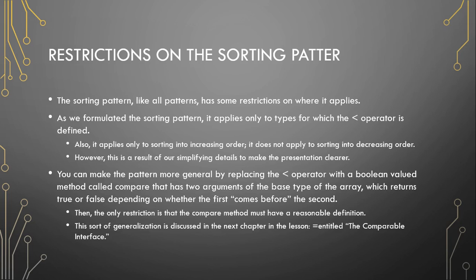You can also make the pattern more general by replacing the less than operator with a Boolean valued method called compare, which has two arguments of the base type of the array and returns true or false, depending on which comes first. Then our only restriction is that the compare method must have a reasonable definition. This sort of generalization is discussed later in the lesson. It looks like I added an equal sign there, titled the Comparable interface. So we'll look at that in the next chapter.